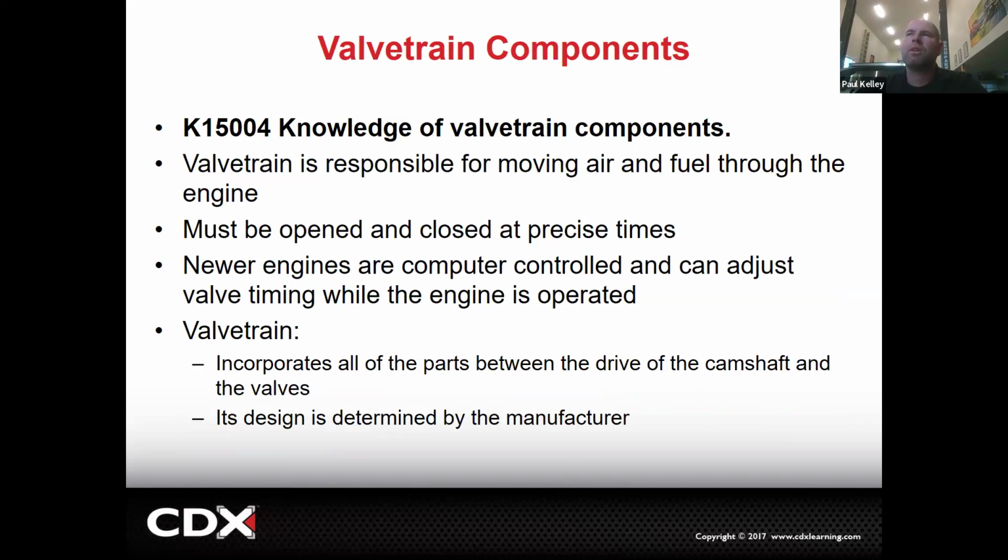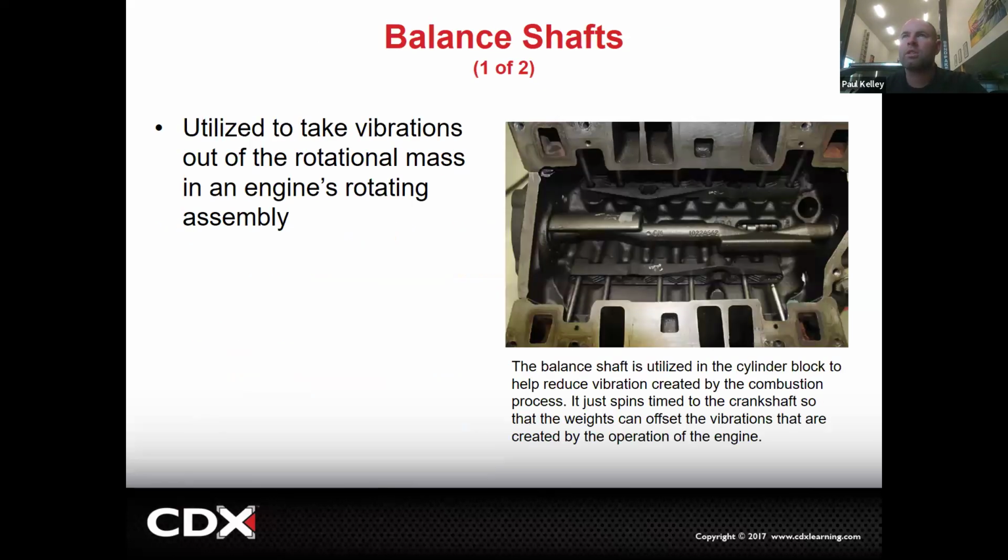Now let's talk about the different types of valve train components. Overall, though, the valve train is responsible for moving air and fuel through the engine, and valves must be opened and closed at precise times. Newer engines are computer controlled and can adjust valve timing, like we're talking about VVT, fast, especially the faster VVT systems. The valve train incorporates all the parts between the cam and the valve. So this can be drastically different from one engine to the next. That's why I want to get an overall understanding.